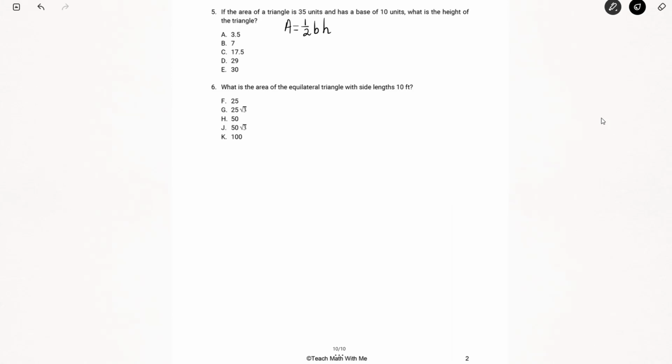We know that the area is 35. They gave us that part. And they also told us that the base was 10. And we're looking for our unknown value of height. So h is our unknown. So we're going to simplify here. I get 5h. So I'm solving for h, so I want to divide through by 5, and I get 35 divided by 5 is 7. And that is answer choice B, 7.